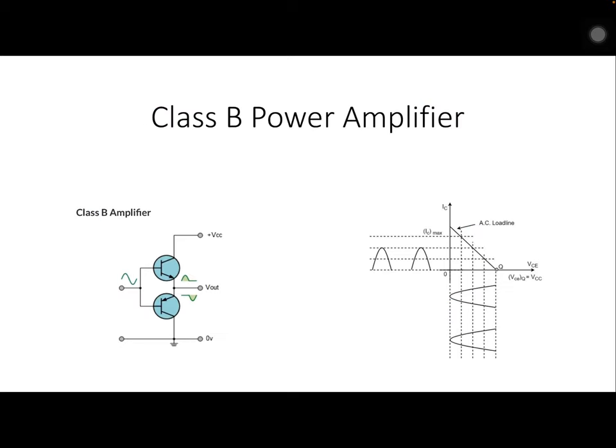In class B, a single power transistor will conduct only for 180 degrees. So to achieve 360 degree conduction, you need two transistors. I repeat, one power transistor will conduct only for 180 degrees of input. So to achieve 360 degree conduction, you need two power transistors, and for such conduction, Q point is placed at cutoff region. Position of Q point is at cutoff region. So this is class B.